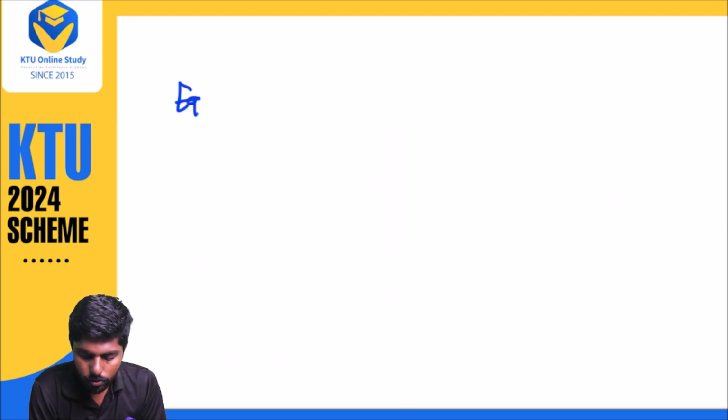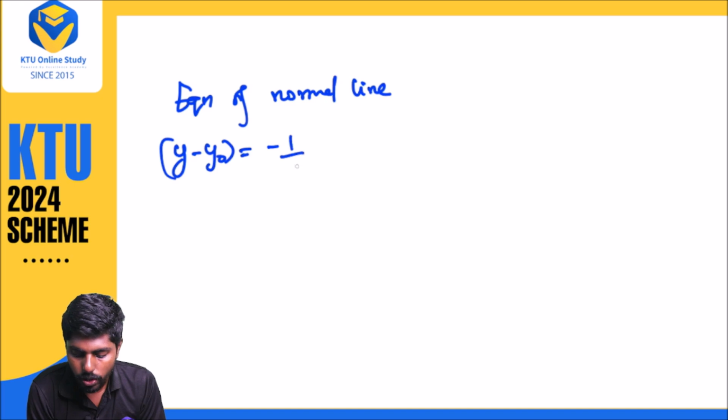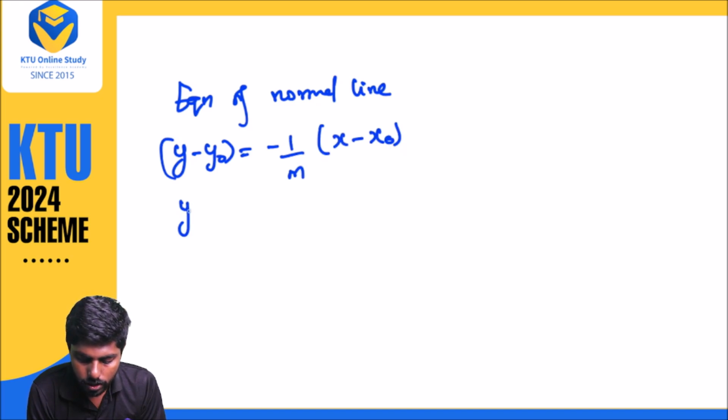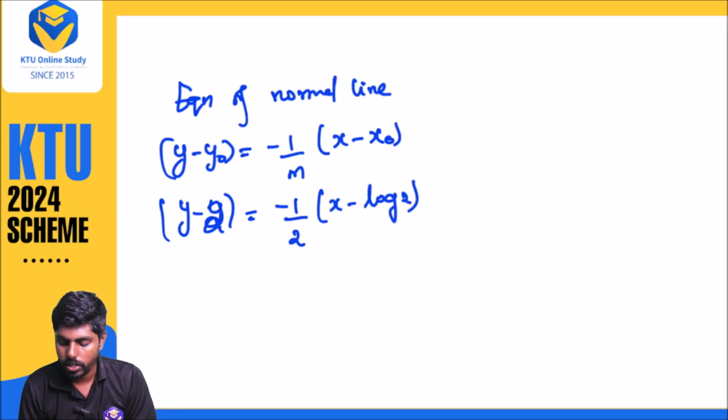So what about the equation of normal line? Equation of normal line is y minus y naught is equal to minus 1 by m into x minus x naught. Y naught is nothing but 2. So y minus 2 is equal to minus 1 by 2, since m is equal to 2, into x minus log 2. So this is our equation of normal line.